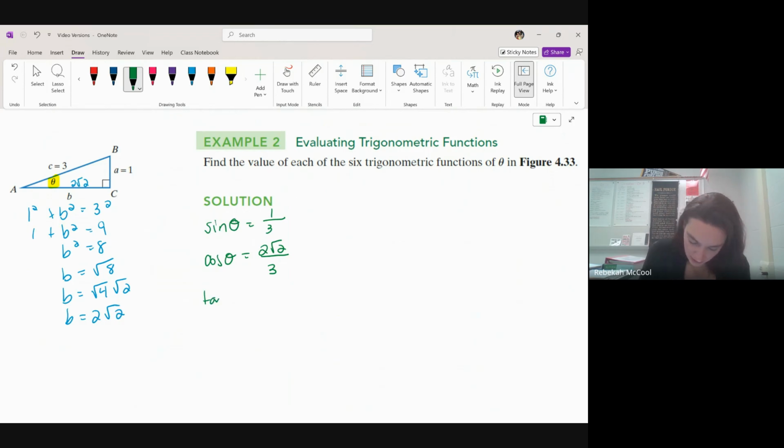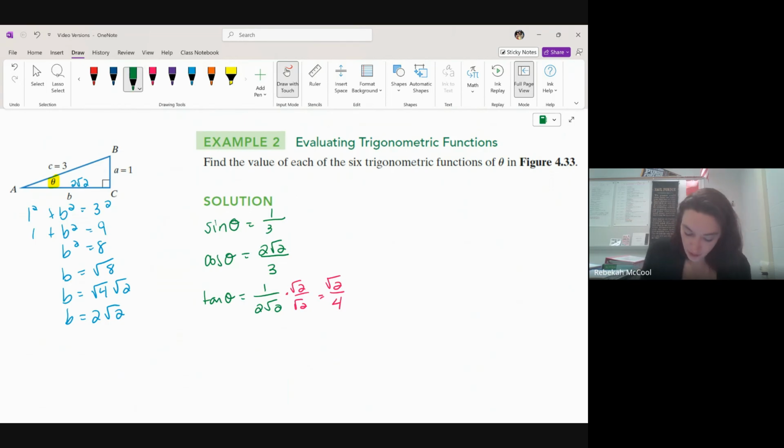And tangent is opposite over adjacent. So that's 1 over 2 root 2. Now, if we're wanting to rationalize our denominator here, our issue there is lying in the radical part. So we would multiply by root 2 over root 2. And so we'd end up getting root 2 over 4. The root 2's in the denominator would multiply to get to 2 times the first 2 that's already there to get us to the 4.